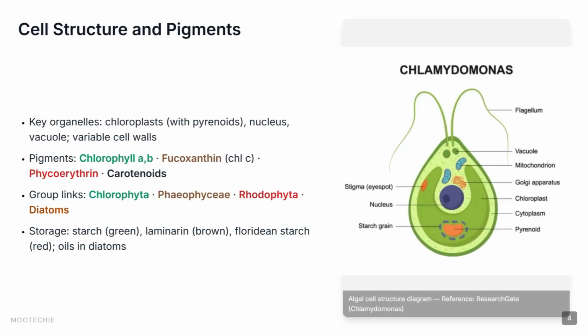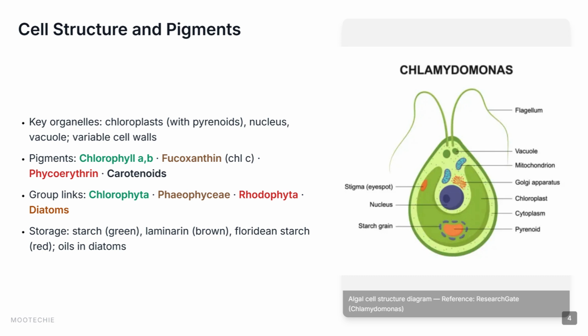Here, we delve into the cell structure and pigments of algae. Key organelles include chloroplasts, which often contain dense protein regions called pyrenoids, a nucleus, and a vacuole. Their cell walls are variable in composition. The pigments are crucial for photosynthesis and include chlorophyll A and B, fucoxanthin, which is associated with chlorophyll C, phycoerythrin, and various carotenoids. These pigment profiles are linked to specific groups: Chlorophyta, Phaeophyceae, Rhodophyta, and diatoms.